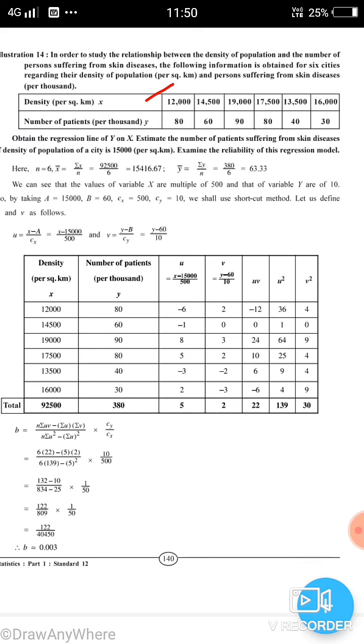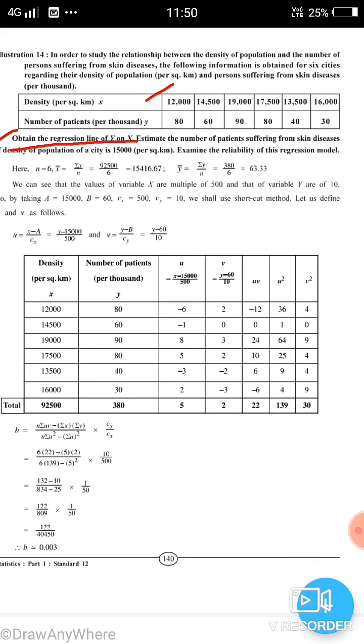So here we go for that UV method. Now, what is given to find out? See, that is given in this para. Obtain the regression line of y on x. First, in this we have to find out the regression line of y on x, so y cap is equal to a plus bx. That means we have to apply the method of least squares.